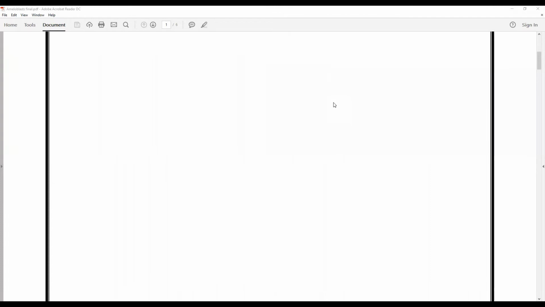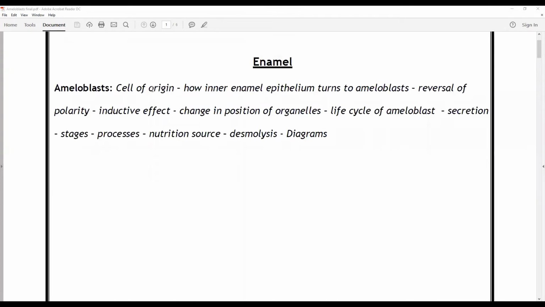So in this chapter, first we'll talk about the cell of origin. Ameloblast originates or differentiates from the inner enamel epithelium of the enamel organ, approximately in the early bell stage. From the cap stage to the early bell stage, the morphological change in this inner enamel epithelium is driven by the reciprocal inductive actions of the newly formed dentin.